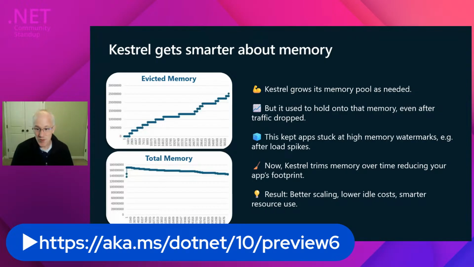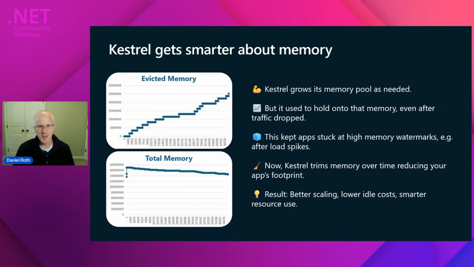Okay, cool. So first of all, one of the great new improvements in .NET 10 Preview 6 is that Kestrel, our built-in HTTP server, is now much smarter about how it handles memory. Kestrel, under the hood, will pool memory to avoid allocations, and it grows its memory pool as needed based on whatever load it's currently under. But previously, it never released that memory. It just held on to it, even if traffic later dropped.